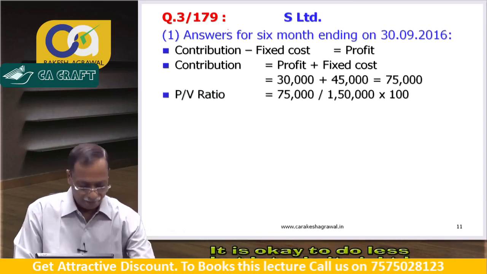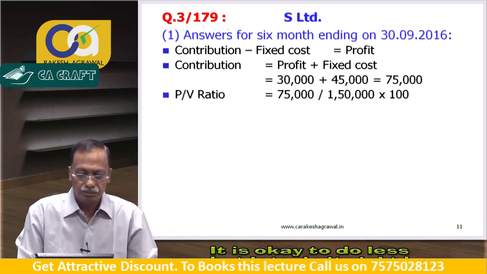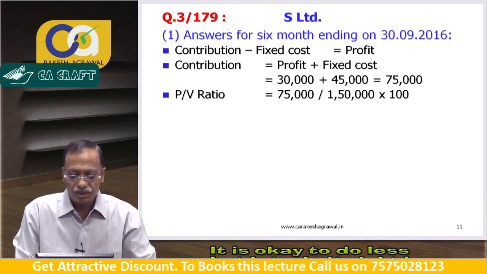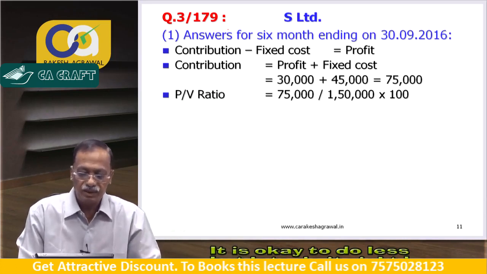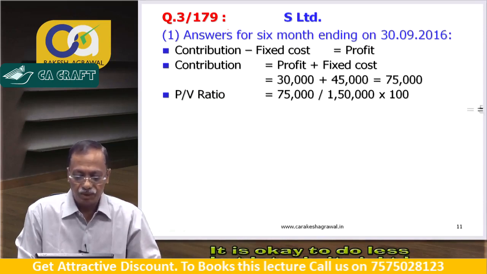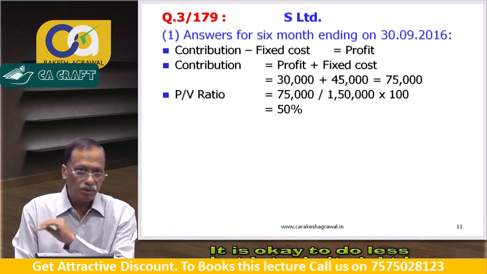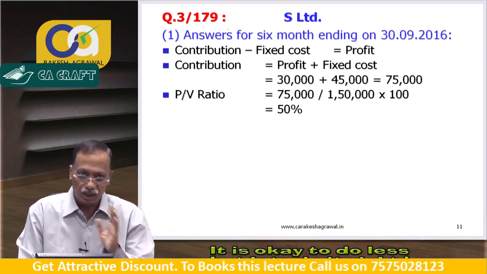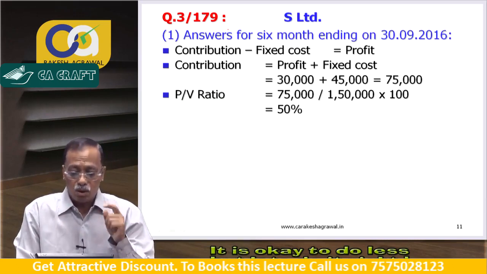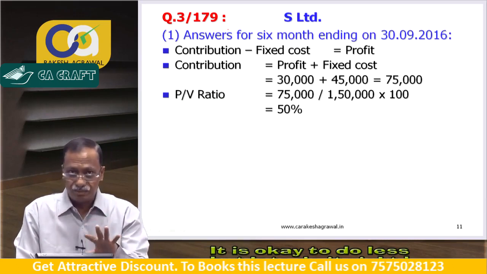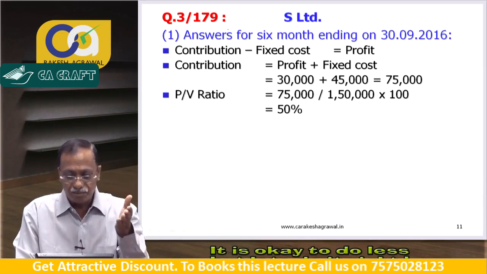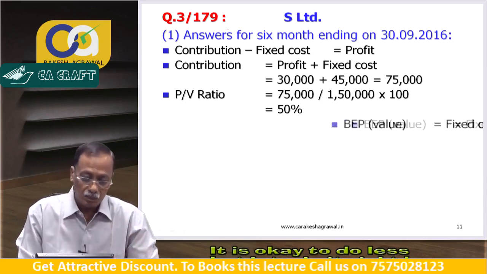PV ratio is equal to, now naturally PV ratio is contribution upon sales. So PV ratio is equal to 75,000 divided by 1,50,000 into 100. So that becomes 50%. And the same PV ratio 50% will prevail for second half of the year also. Okay. Now my dear friends, you are writing the fair answer.